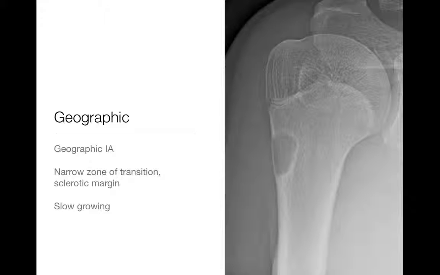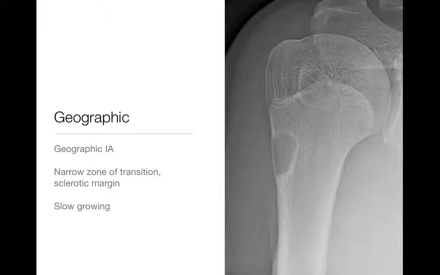The principles being that the ones that look like geographic 1A lesions are going to have a narrow zone of transition and a sharp sclerotic border, and those that are 1C are going to have a wide zone of transition. The 1A ones, we're going to think of almost all benign things, and the 1C lesions we're going to think of much more aggressive or malignant processes.